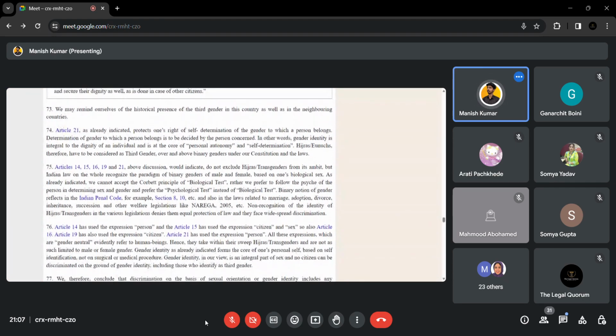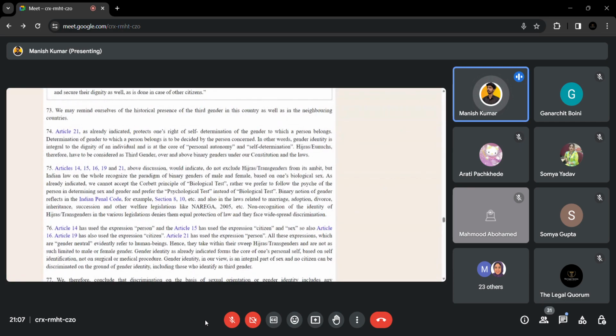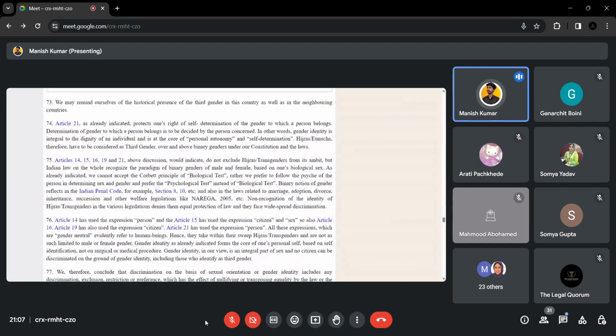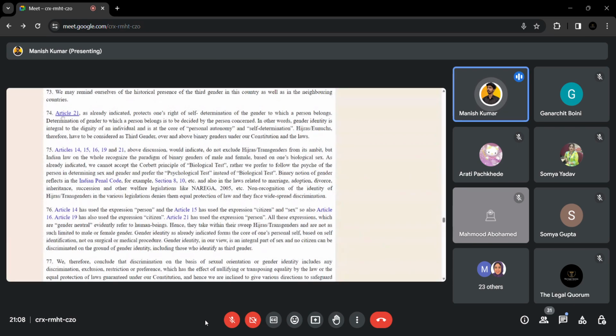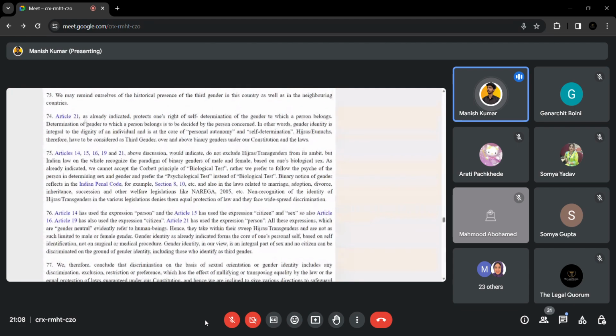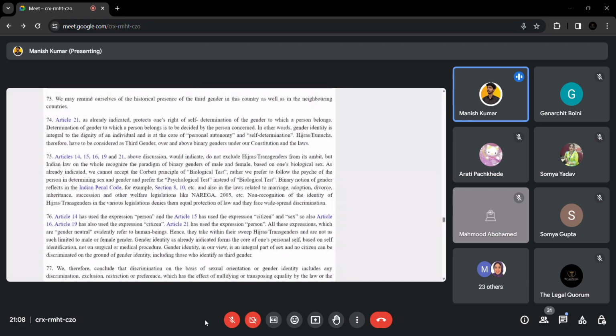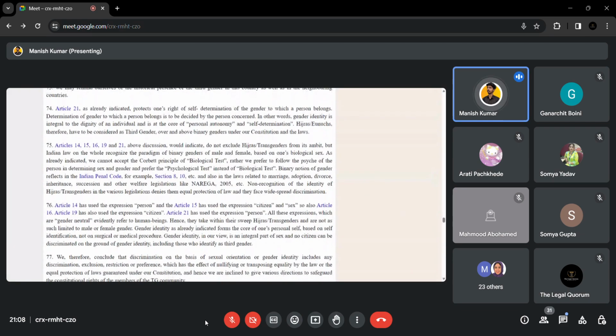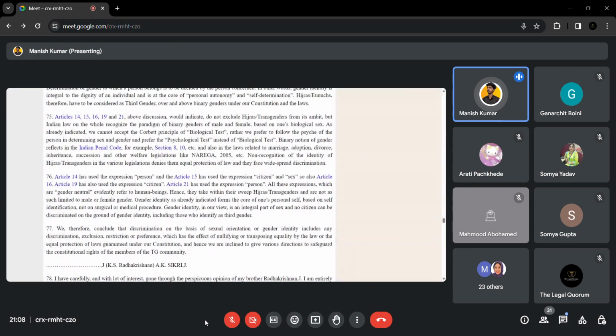See from here, the last you will mainly find the judgment part in the last, so you can directly move to the last if you are concerned about the judgment. So in this, you can see how the court is giving reasons and how it is justifying the recognition of the third gender. It is saying how it is violative if we do not recognize the third gender of transgenders. It is violative of Article 21, 14, 15, 16, 19, 21. So these are the reasoning and the court's rationale.